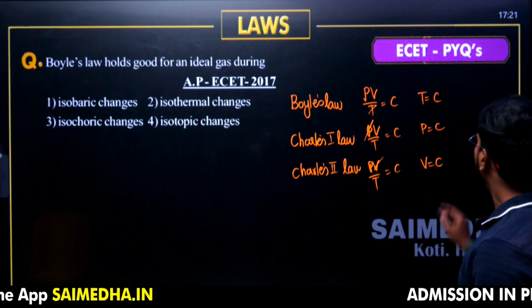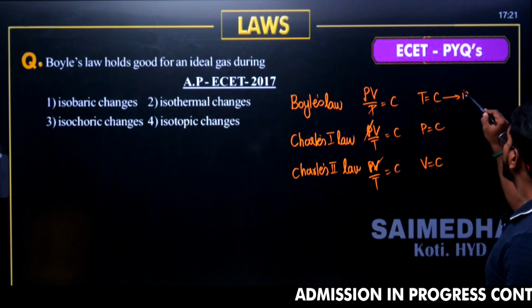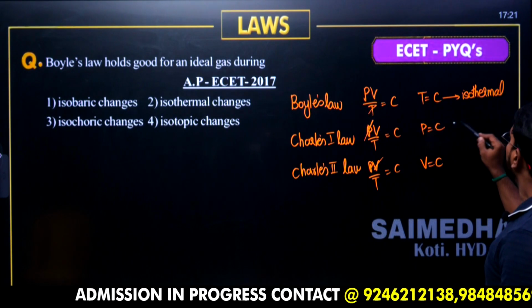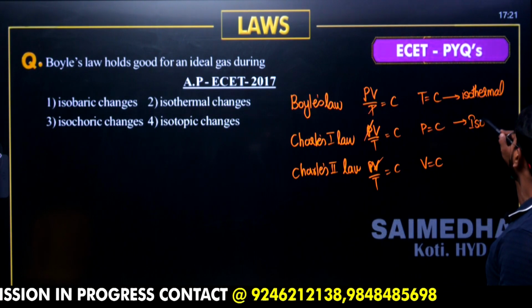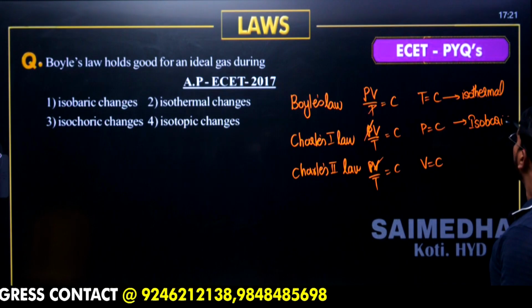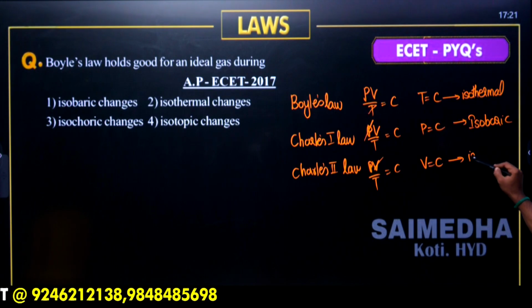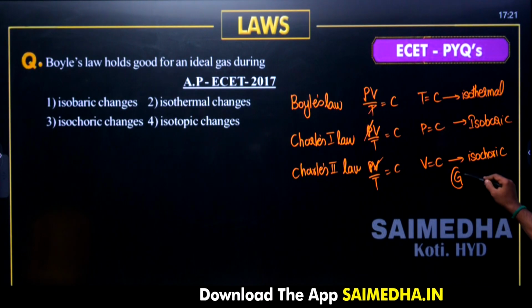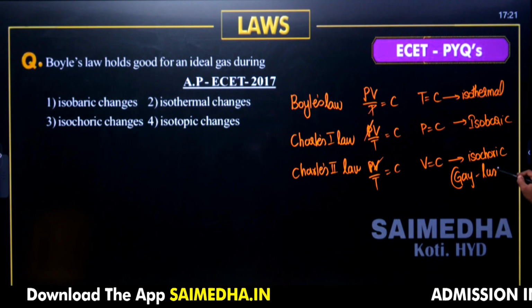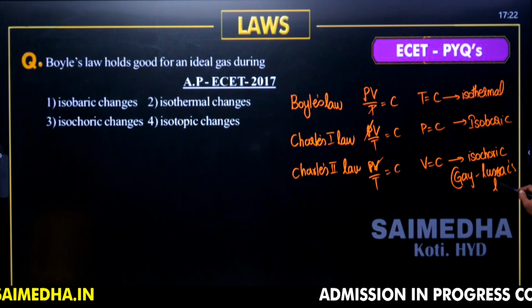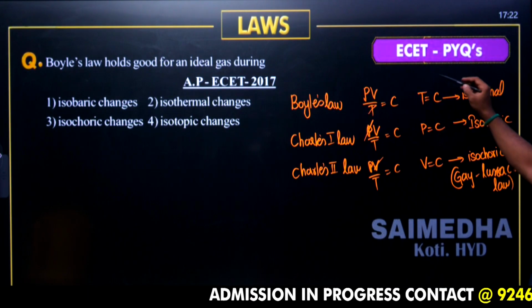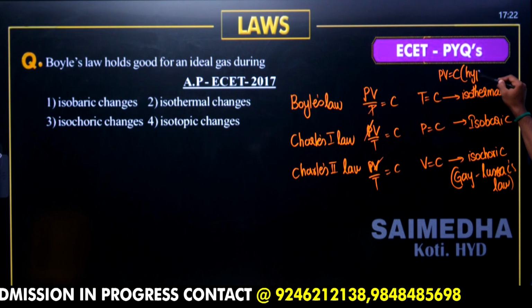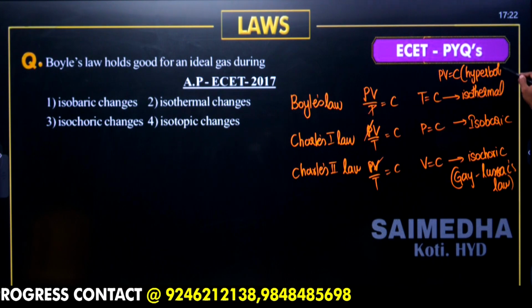Okay. So temperature remaining constant, this process can be regarded as isothermal process. Pressure is constant, this is called as isobaric process. Volume is constant, it is called as isochoric process. Volume constant is represented by another law, that is called as Gay-Lussac's law. Temperature constant, that is PV is equal to constant, it is given by one more law, that is hyperbolic law.